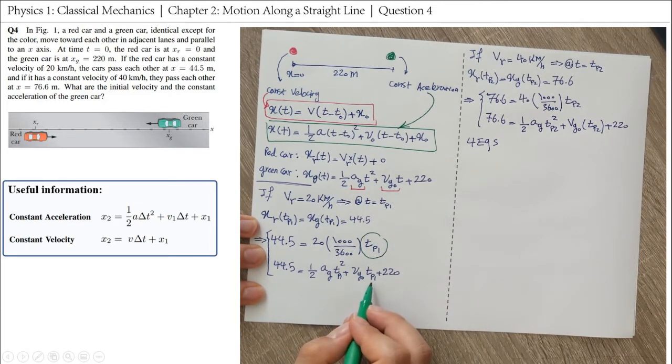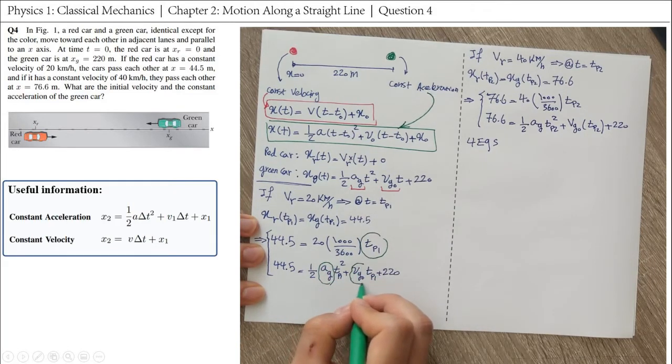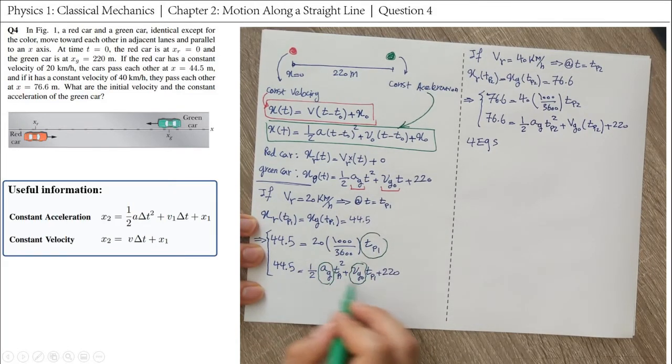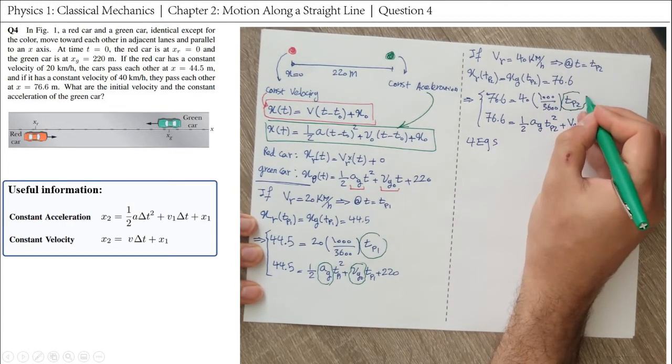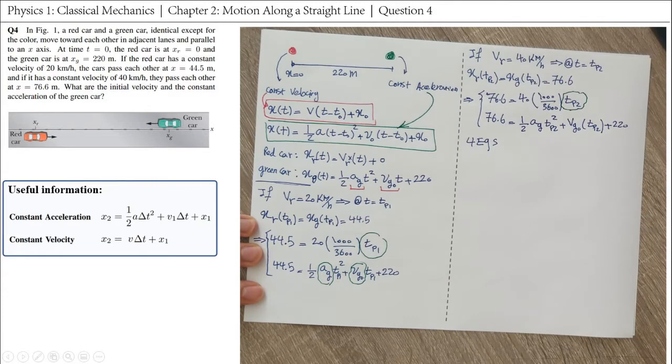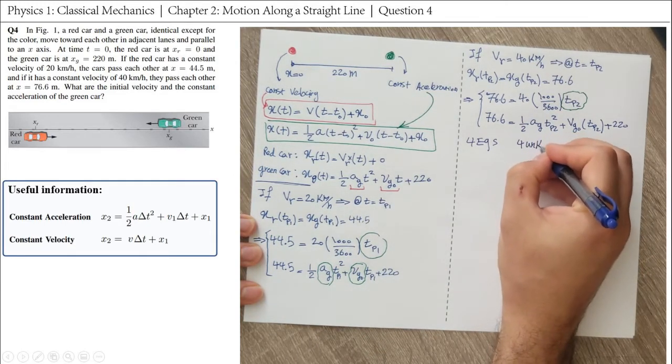I've already counted TP1 here. We have AG, this is another unknown. VG naught is another unknown. And we have TP2, which is also another unknown. So we have four equations and four unknowns, okay? Four equations, four unknowns.